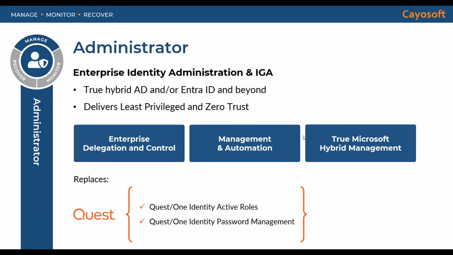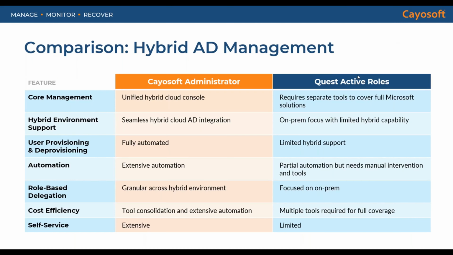And so let's talk about Administrator at a high level. I'm not going to go too deep because I want to spend some time demonstrating this, but this is really addressing Quest Active Roles and One Identity password management. So things that we'll talk about are enterprise delegation control, right? Both role-based access control allows me to do just-in-time permissions. Also management and automation, built for hybrid, cloud user provisioning, policy enforcement, group management. I can do self, dynamic, group families, etc. Automated runbook flows, right? So really simplifying that entire process.